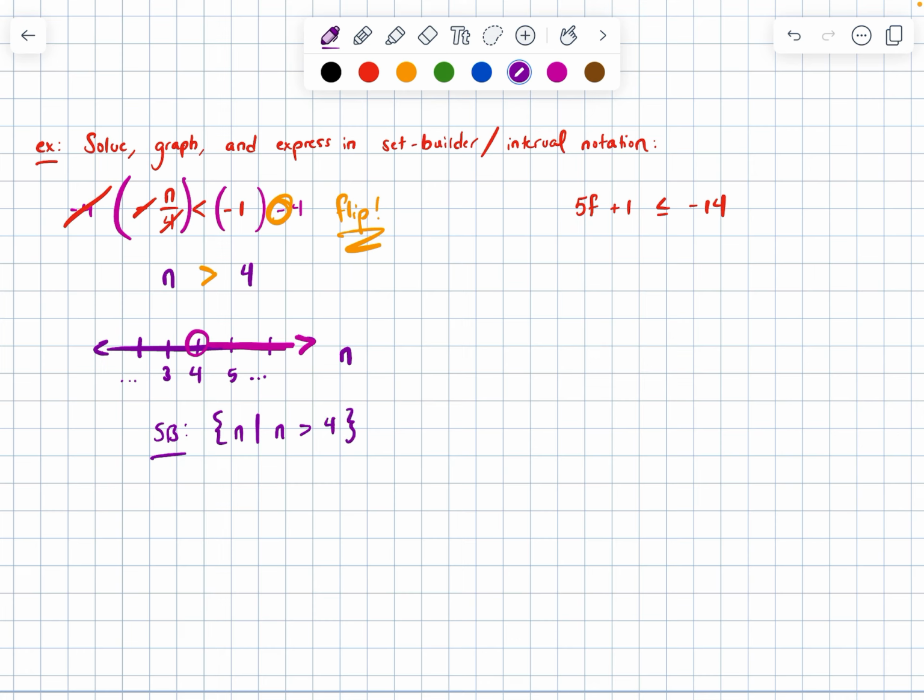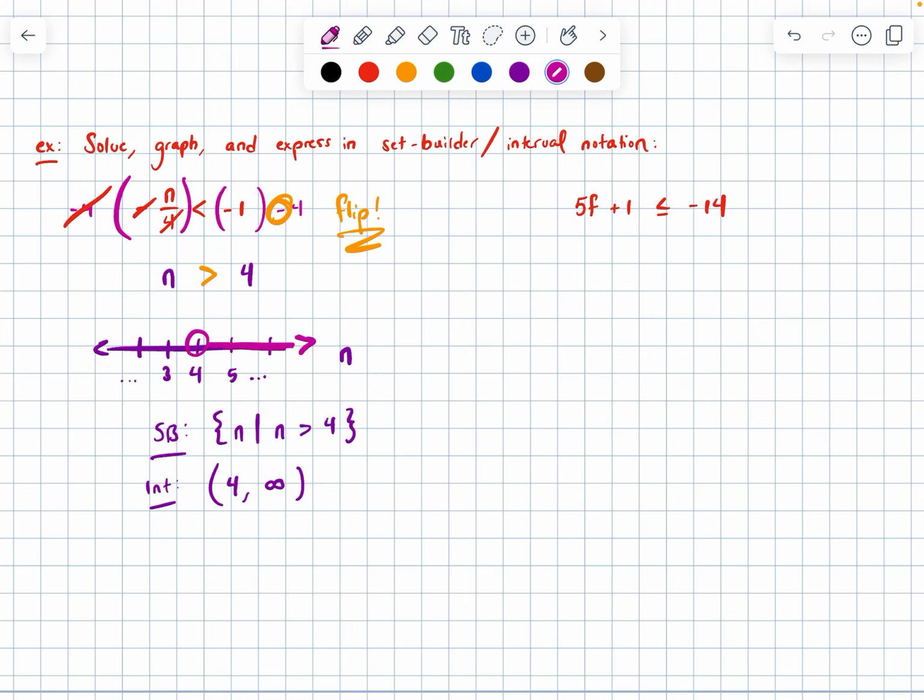My two notations, my set builder notation, well, I'm interested in all values of n such that n is strictly greater than 4. And then for my interval notation, I want the part of my number line that starts at 4, ends at infinity, right? It keeps going. Again, neither infinity nor 4 are included in this solution set, so we get parentheses.